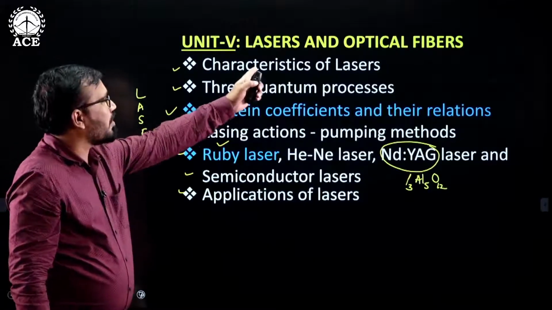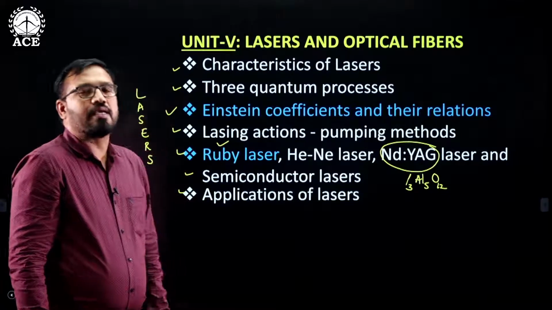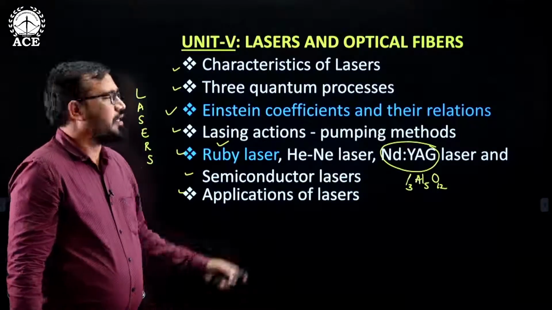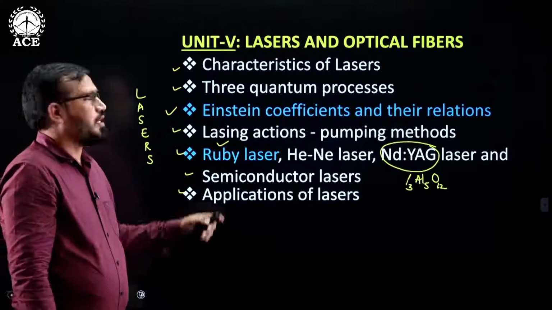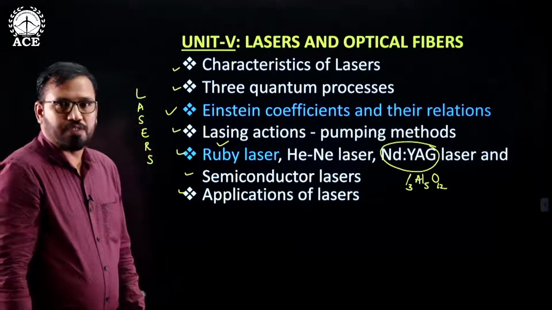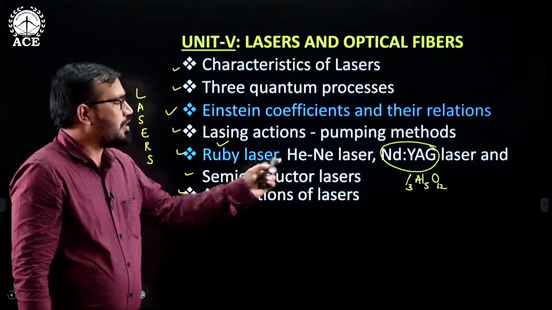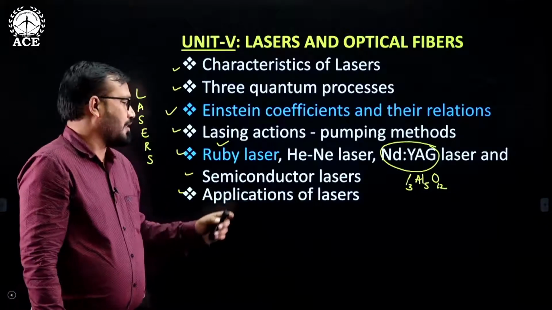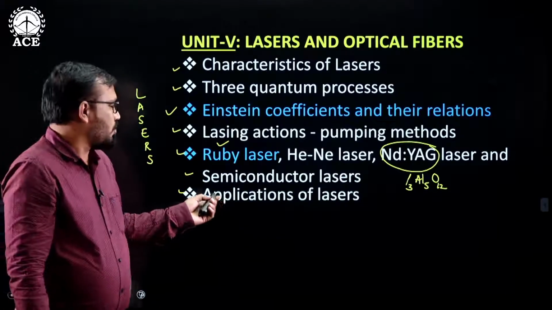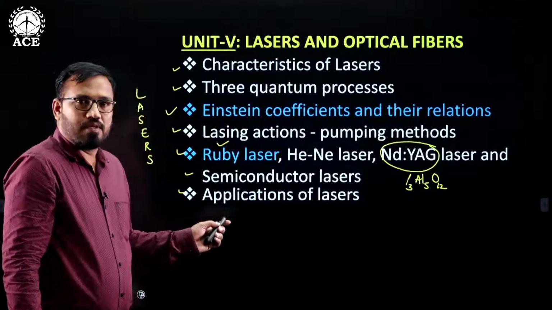So the first part of unit 5 has the characteristics of laser. Next, the three quantum processes. Next, Einstein coefficients and their relations. Next, lasing action and pumping methods. Later, different types of lasers. Next, the semiconductor laser, and applications of lasers. These are all part of lasers only.